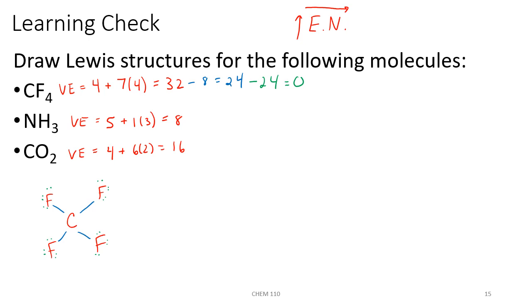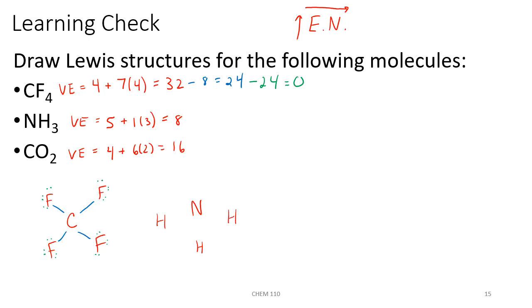Let's do NH3. In this example, we have nitrogen listed first and then hydrogen. You might be wondering who our central atom is. If you recall, there's a rule that hydrogen can never be a central atom. So even though nitrogen is a little bit more electronegative than hydrogen, nitrogen is going to have to be our central atom. So we'll write nitrogen and we'll surround it by our 3 hydrogen atoms.